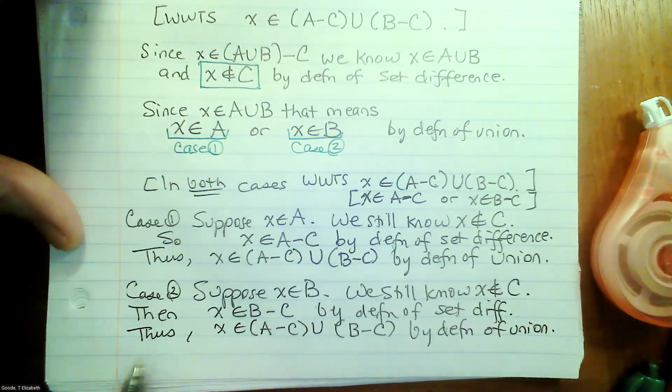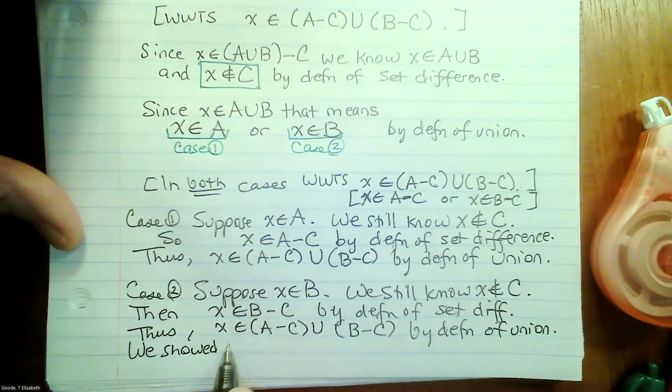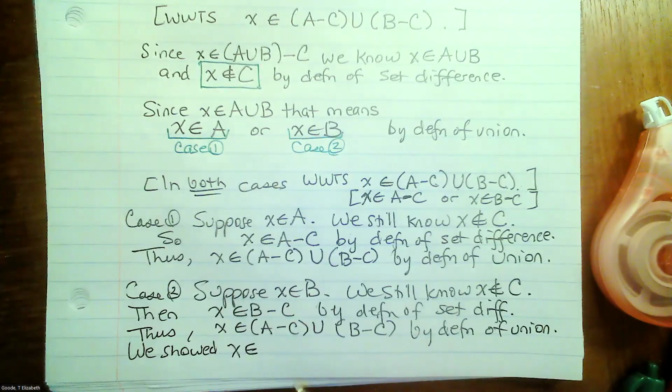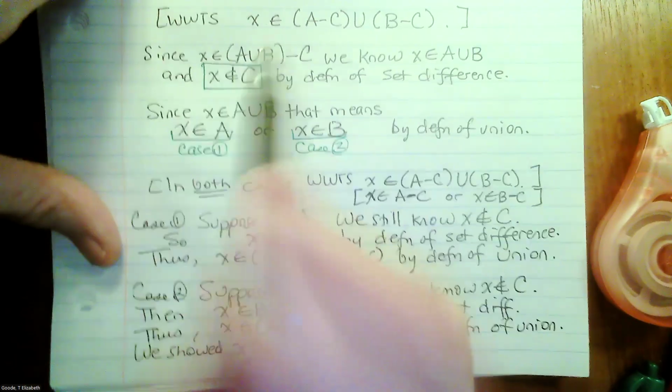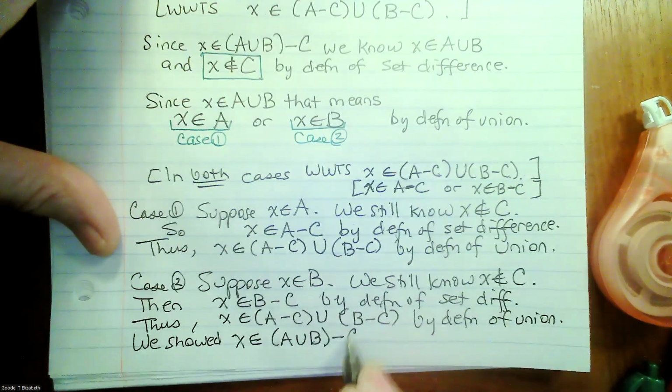You know, so we showed that X being an element of, well, where do we start? We started with X an element of A union B minus C.